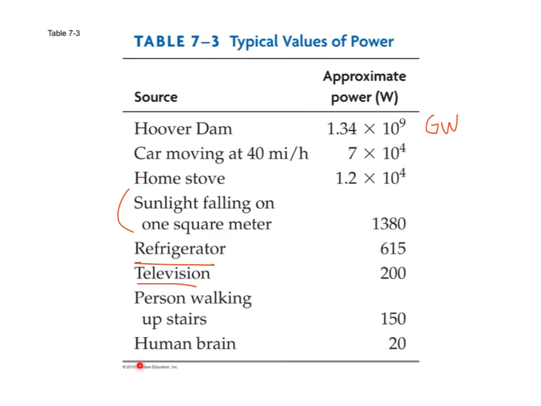Even your brain puts out a certain number of watts worth of power. So all these things require or produce power. And if we're clever enough, we can figure out how to harness that power, very much like we figured out how to harness the power of falling water at Hoover Dam.